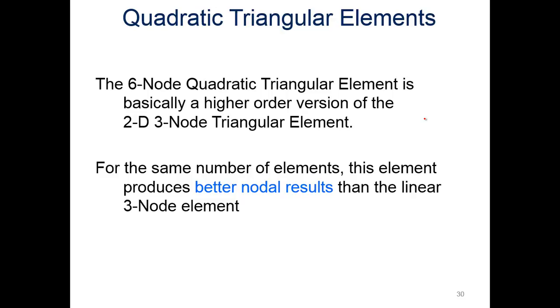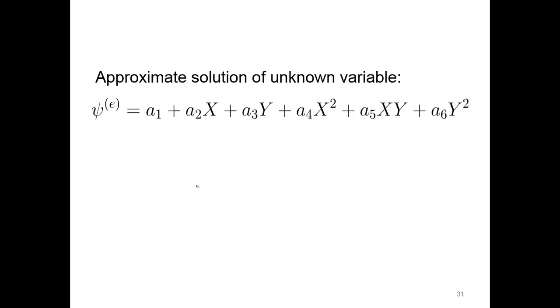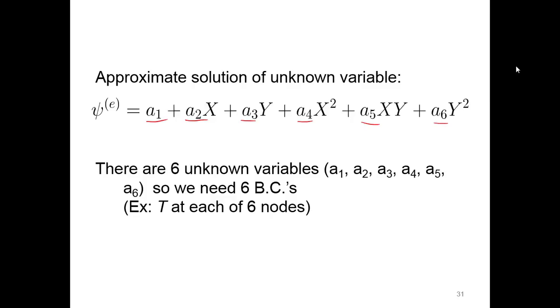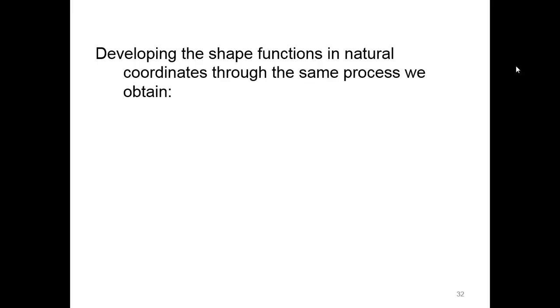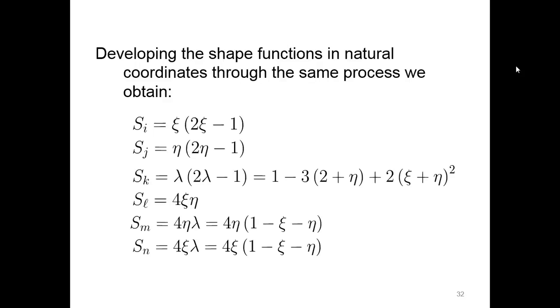So we saw this with the rectangular elements before. For the same number of elements, this element produces better nodal results than a linear 3-node element. So it makes sense. You got some more nodes, so you can do some curves better than the 3-node. So for the approximate solution, we now have 6 coefficients, A1, 2, 3, 4, 5, and 6. And we're going to need temperature at each one of those 6 nodes. We can solve for those coefficients and develop the shape functions in natural coordinates. We go through the same process and we can get the shape functions at nodes I, J, K, L, M, and N. And we can see them all here in terms of chi, eta, and lambda.